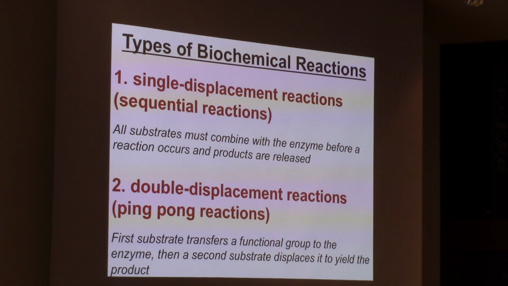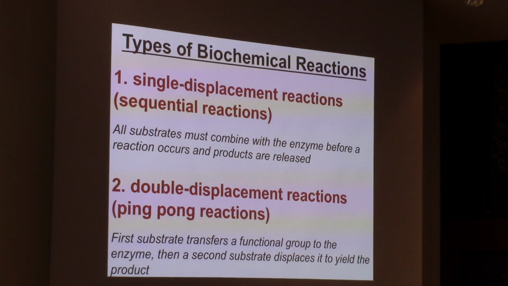Now the way that double displacement reactions occur is the first substrate binds to the enzyme first and transfers the functional group. Then it can leave, and it can do its business. And then the second substrate can come in later and displace whatever that modification was to the enzyme and catalyze the rest of the reaction. So the substrates do not have to be there simultaneously. They can do action prior to the other substrate getting there. So these are two different types of biochemical reactions.